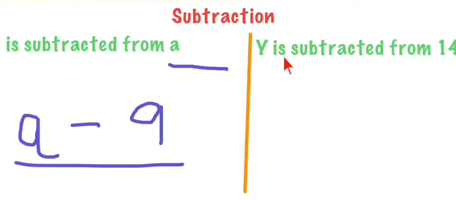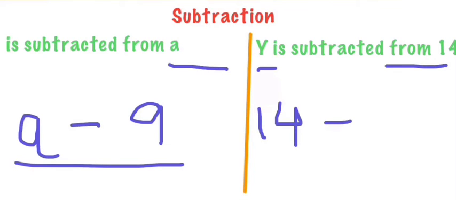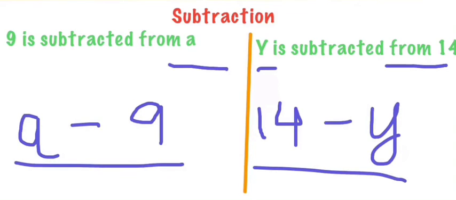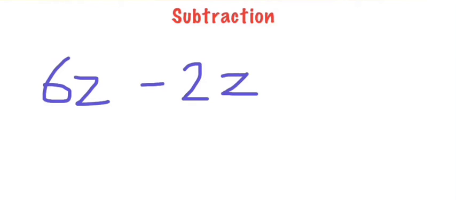Similarly, y is subtracted from 14. As I said before, if the statement says from 14, that means 14 is already there, and from this 14, y is subtracted. In the same way, this is also 14 subtracted by y. So the answer for this question will be 14 subtracted by y, and the answer for the previous question will be a subtracted by 9. Now if I say 6z subtracted by 2z.